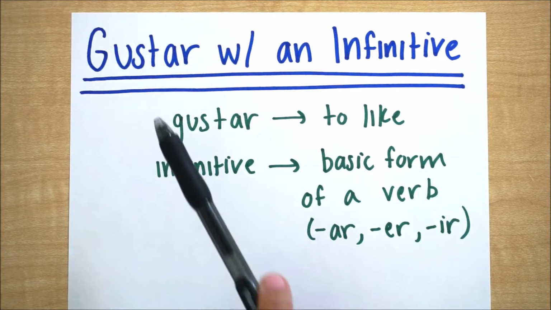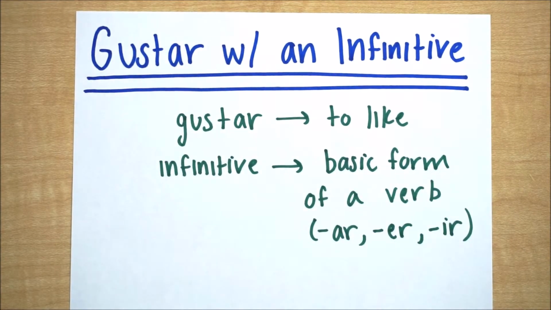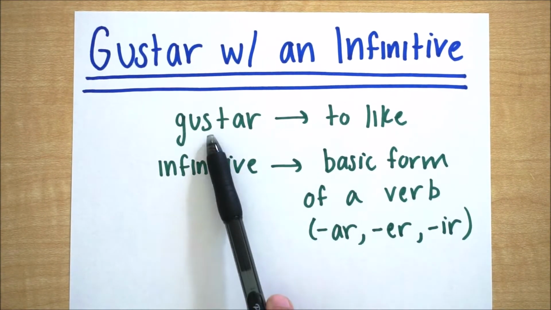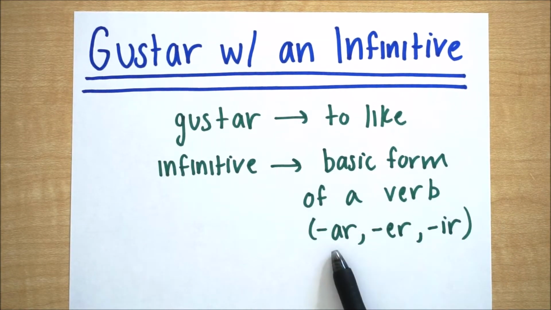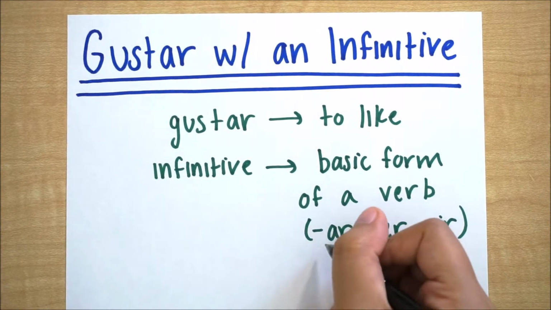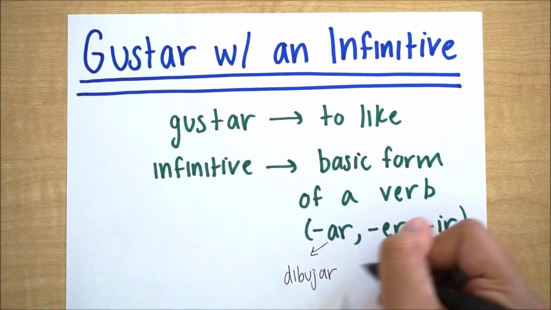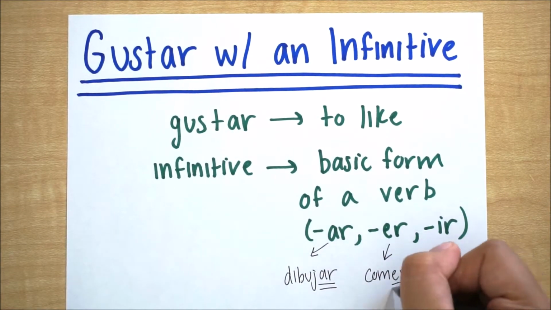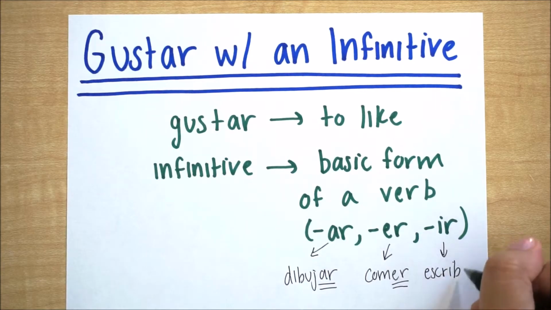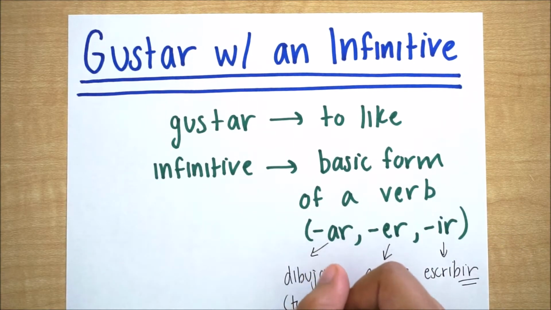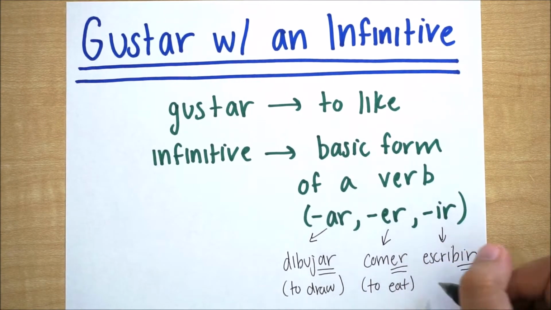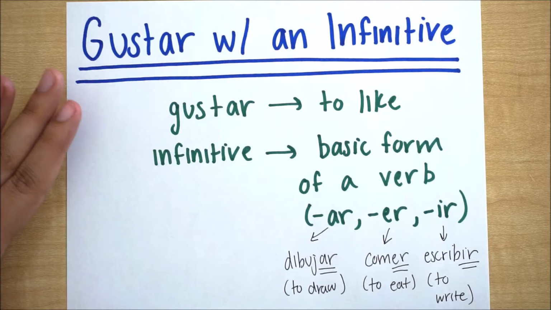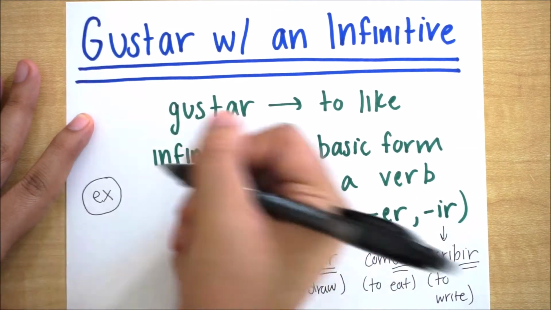Today we're going to be discussing Gustar with an infinitive, which is a grammar concept. So let's get started. Gustar means to like, and an infinitive is the most basic form of a verb. It's an AR verb, an ER verb, or an IR verb, meaning it ends in AR, ER, or IR. For example, an AR verb can be dibujar, which means to draw. An ER verb is comer, and an IR verb is escribir. Comer means to eat, and escribir means to write. All of these end in AR, ER, or IR.